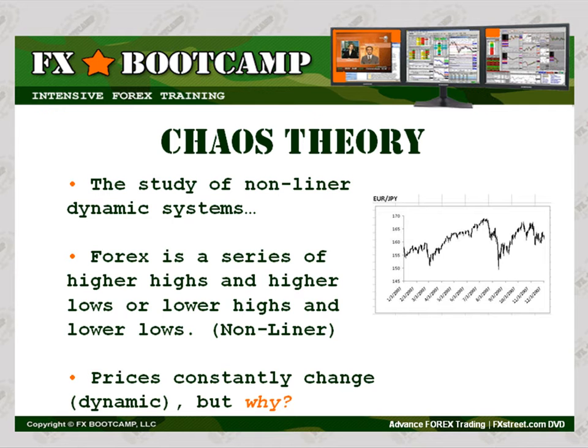Nonlinear systems. So in Forex, it's a series of higher highs and higher lows, or lower highs and lower lows, right? Now, what's more important is why do these things change? Quite often, it's the relationship between commodities and currencies and news and economies, and all these random variables actually have a relationship. The better you understand the relationship, the better you're going to be as a forex trader.